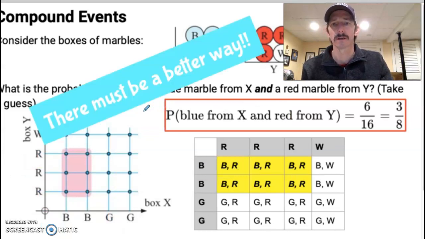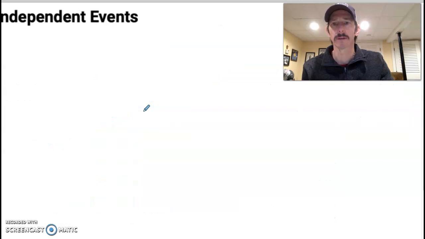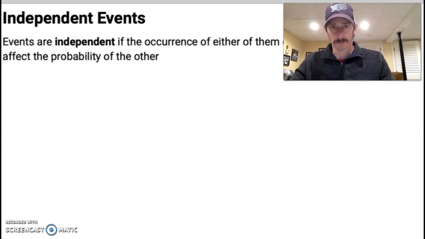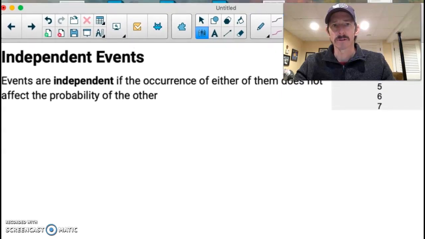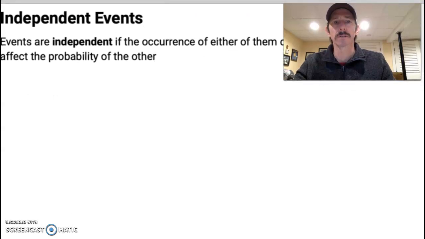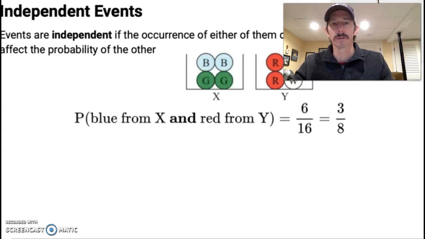But again, let's say I'm tired of drawing these tables and diagrams, so let's look at a better way. And we're going to talk about things being independent. It's a pretty big deal. I'm going to move this down because you want this definition. Events are independent if the occurrence of either of them does not affect the probability of the other. So independence is what it always means. If things are independent, they don't impact each other. Same in probability. And that's what independent events are.